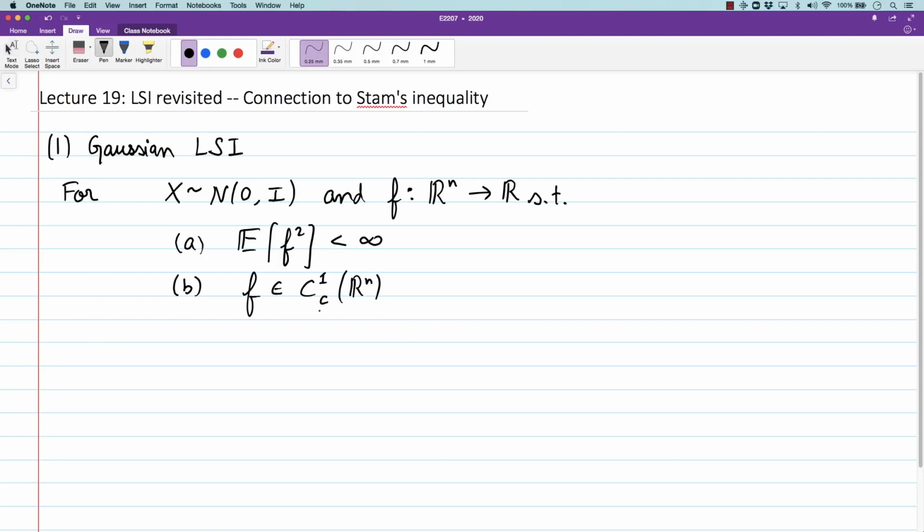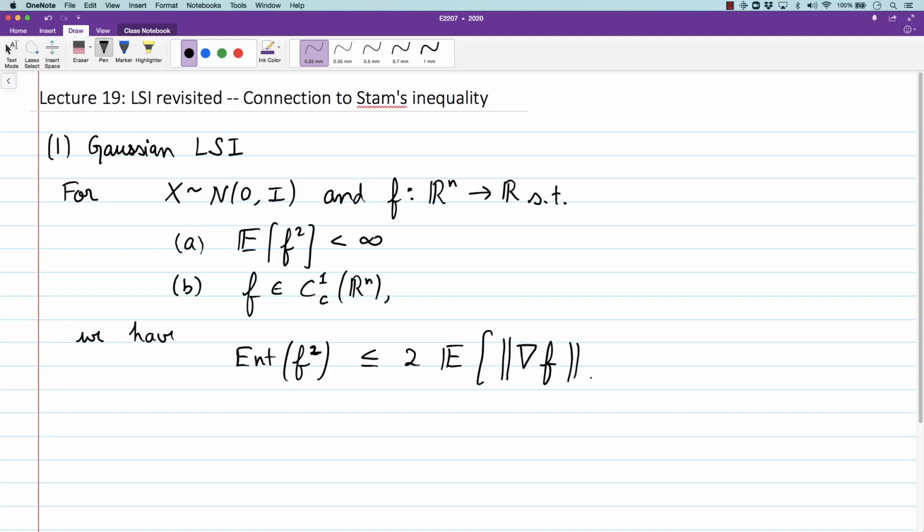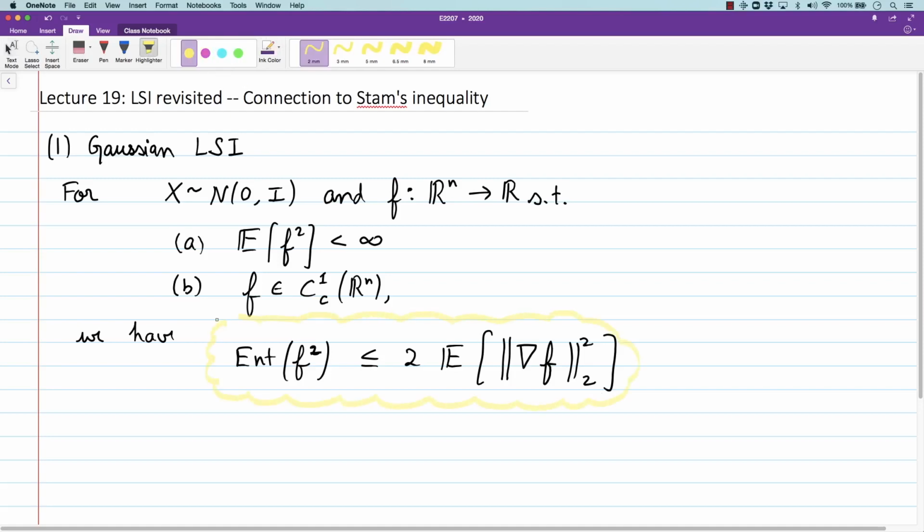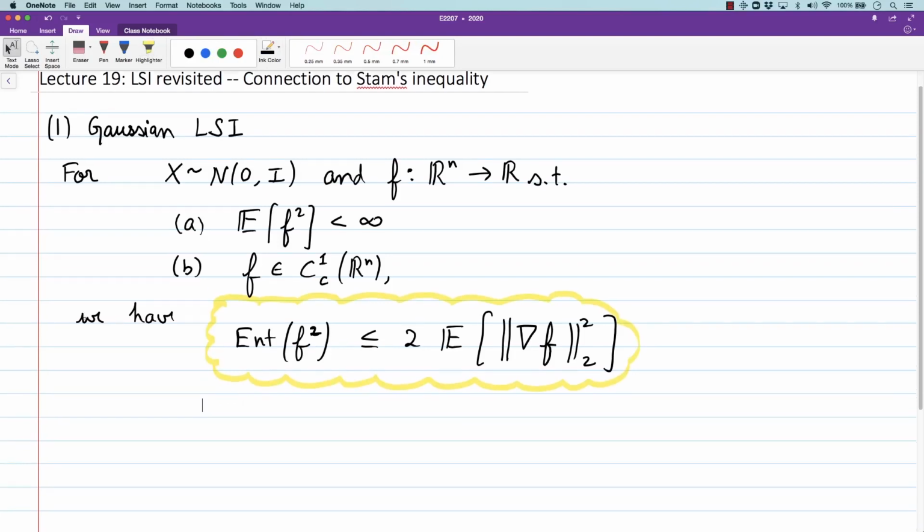Given this function, we have a bound on the entropy of f square. Remember, entropy can be defined only for non-negative functions, so we just take a square here. This entropy is less than or equal to the expected value of the squared norm of the gradient. Since this function is differentiable, we can talk about its gradient. This gradient is a vector of length n, and we take the 2 norm of this vector, and this is the inequality. This is the log-Sobolev inequality. This is the Gaussian log-Sobolev inequality.